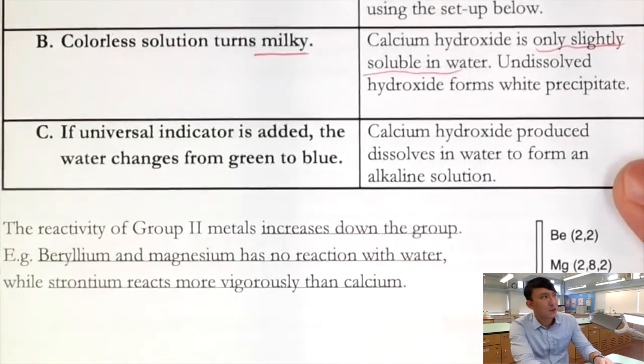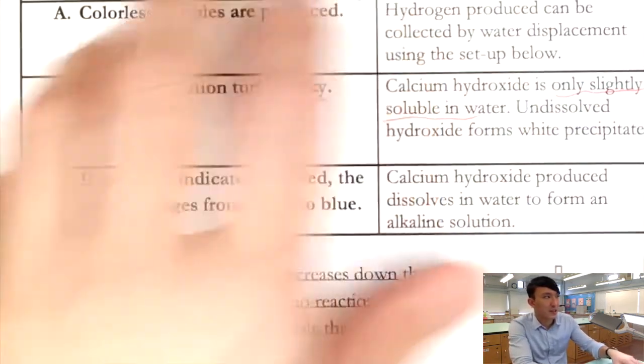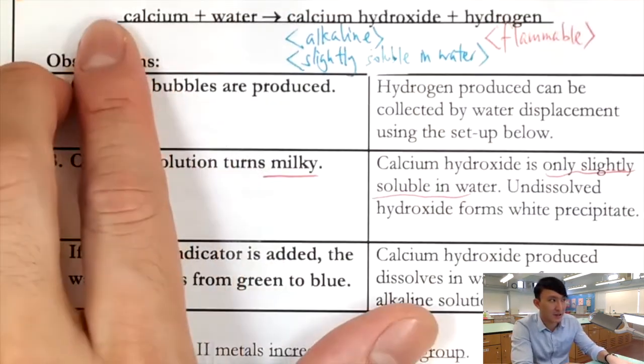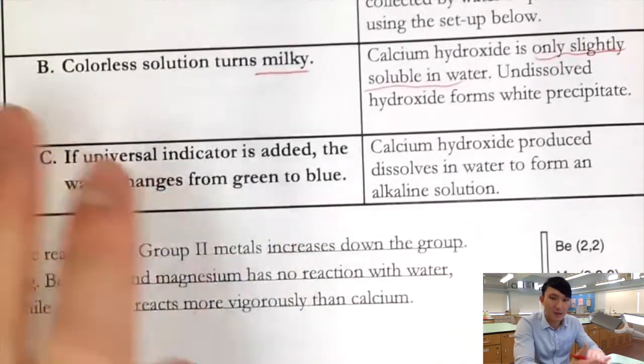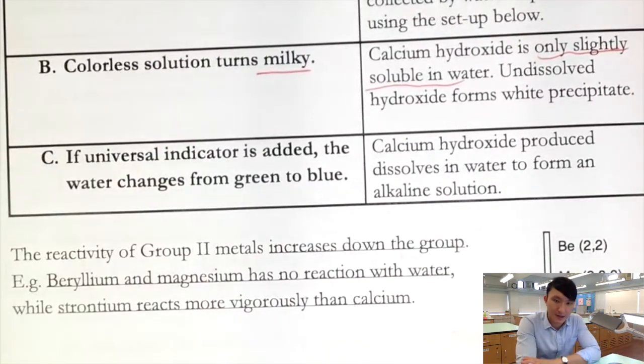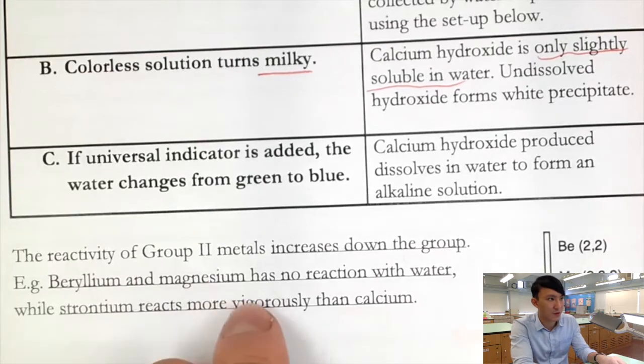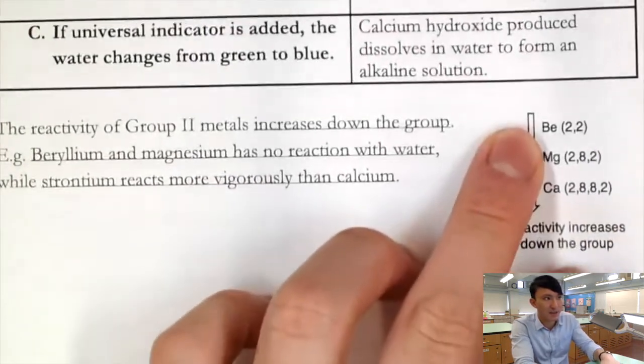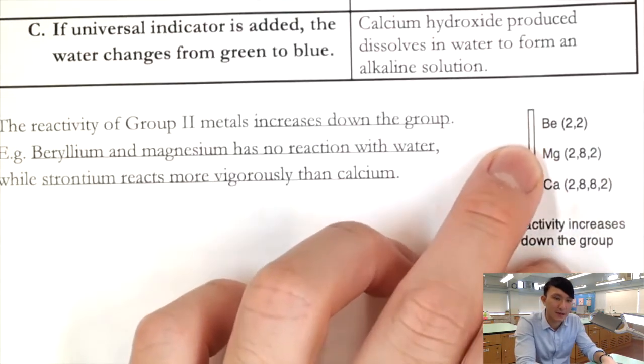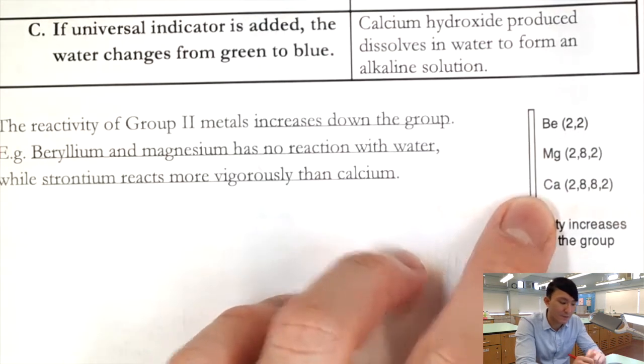Now, after looking at the observations, exemplified using calcium, let's look at the other members of Group 2. Like I said, it would be best if you can memorize the first 3 members of Group 1, Group 2, Group 7, Group 0. Okay? So for Group 2, the first member is actually beryllium, followed by magnesium, followed by calcium.